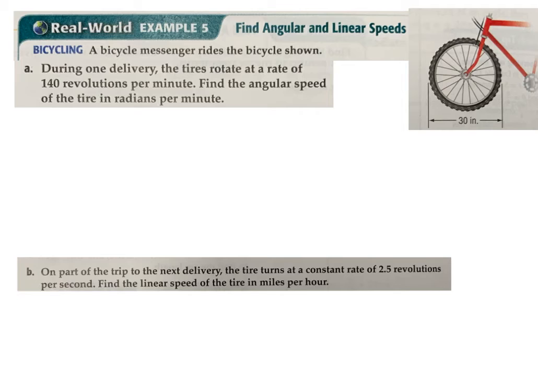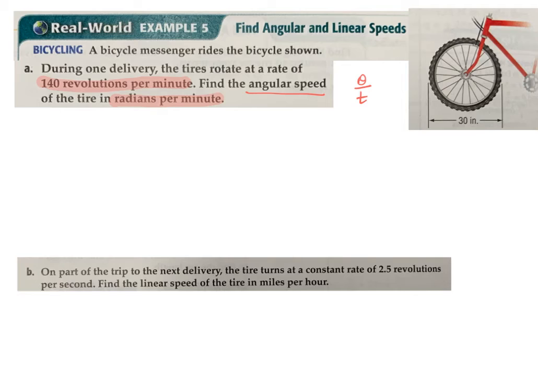During one delivery, the tires rotate at a rate of 140 revolutions per minute. Find the angular speed of the tire in radians per minute. So my angular speed is going to be my theta over my time. Pay attention to your units. They told me revolutions per minute. They want it in radians per minute. So I need to convert my revolutions to my radians.